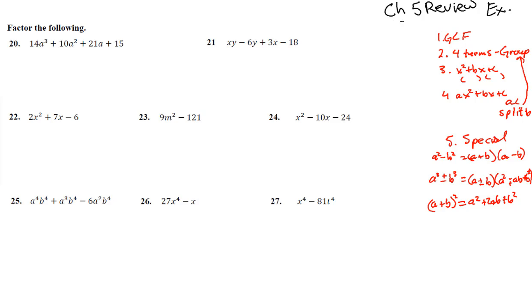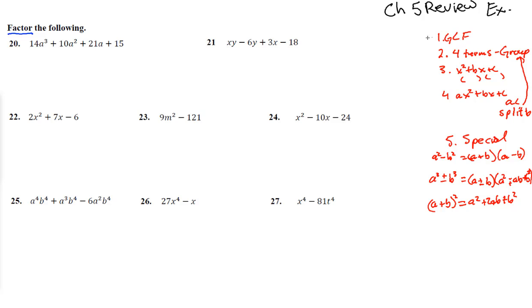Here we are in Chapter 5 review exercises, numbers 20 through 27, where it says factor the following. So we'll be breaking these up into binomials and/or monomials that multiply up to this number. So we're unmultiplying. Here are the 5 methods we had.